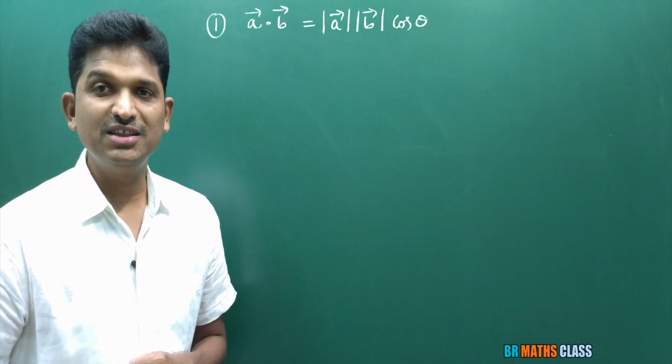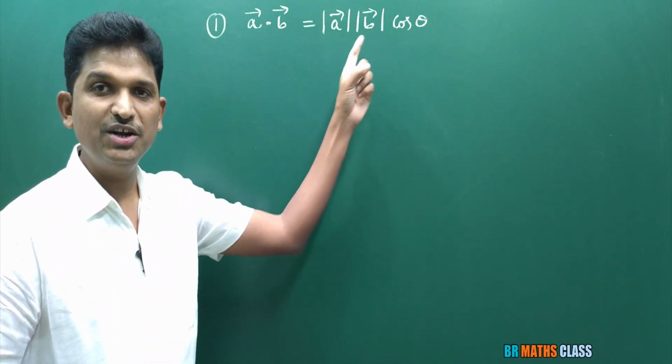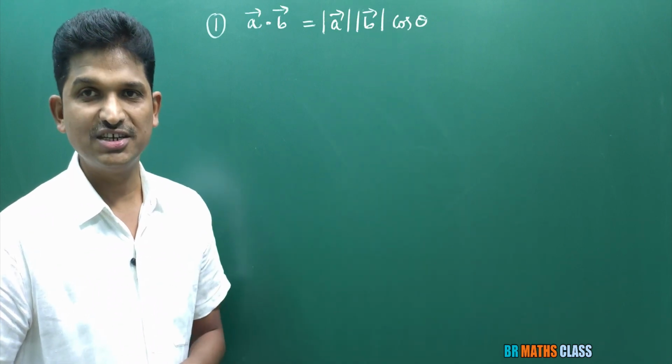What is the first formula in this dot product of vectors? A bar dot B bar is magnitude of A bar into magnitude of B bar into cos theta.